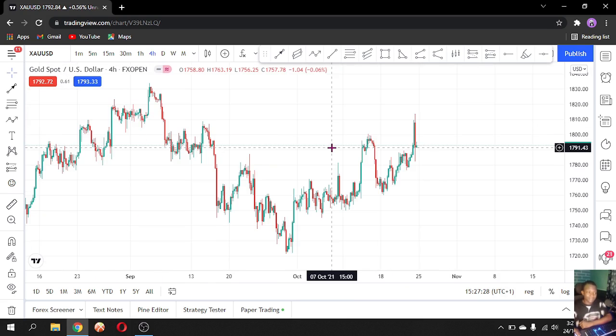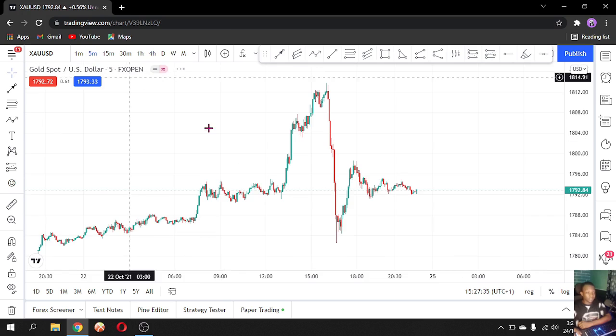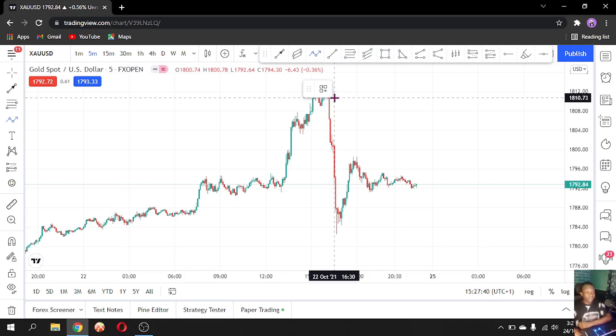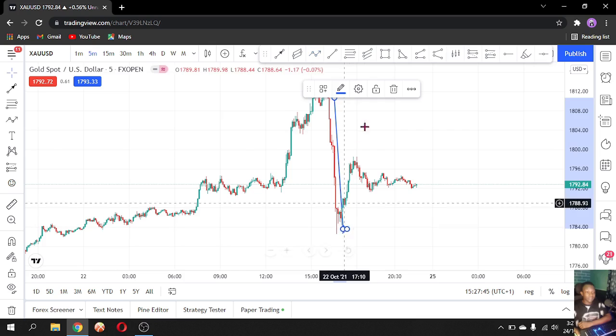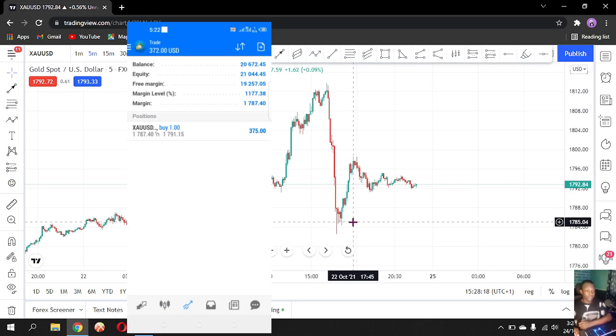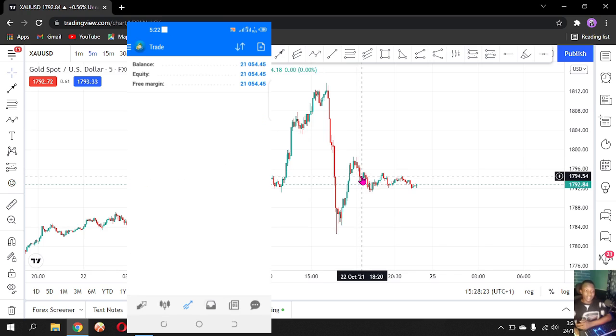The next pair we will look at is XAU USD, which is gold. This Friday we had a really impulsive bearish move that gold showed us. Gold really dropped impulsively, and I was able to trade the pullback. I got a few pips, made a profit of $385, and I closed the market because it was Friday.